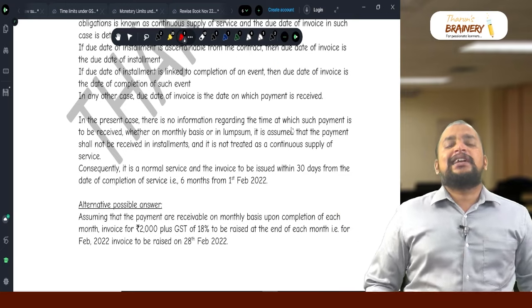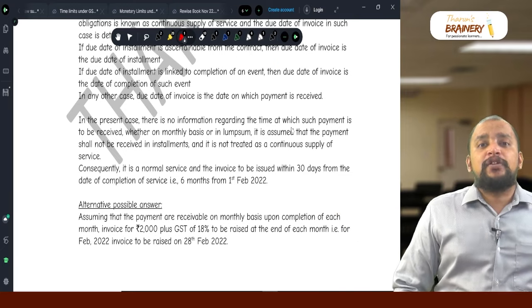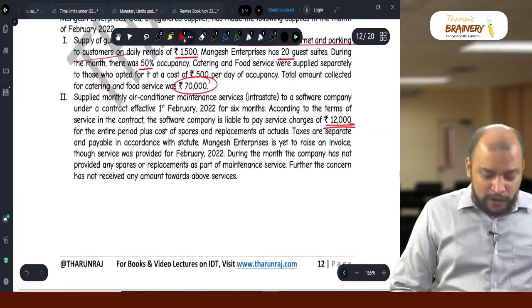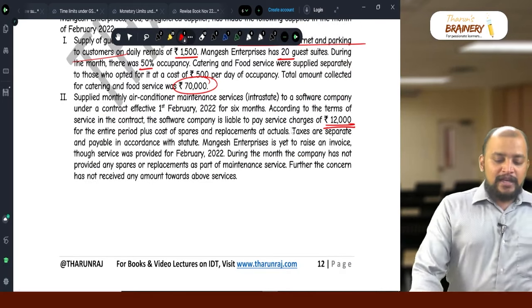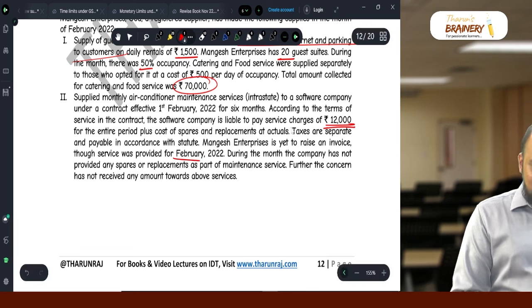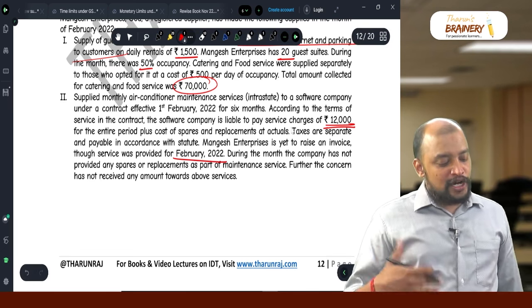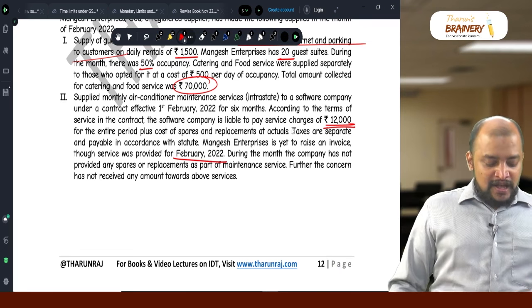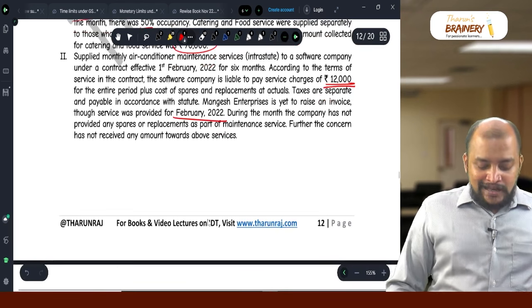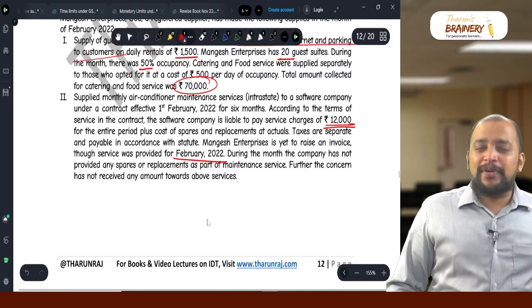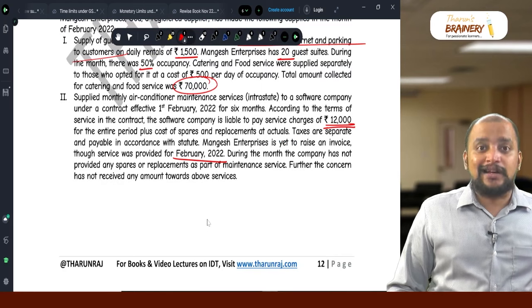If we take it that way, then the due date of invoice, because here the question is about the due date of invoice, will be as follows. The company is yet to raise an invoice though the service was provided in February. During the month the company has not yet provided any spares or replacement. Further, the concern has not received any amount. So in this case, we will be considering it as continuous supply of service.